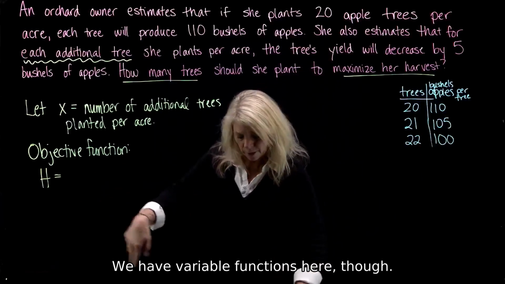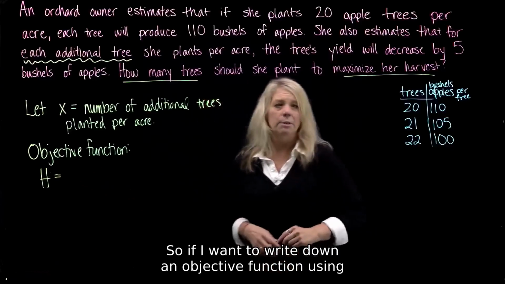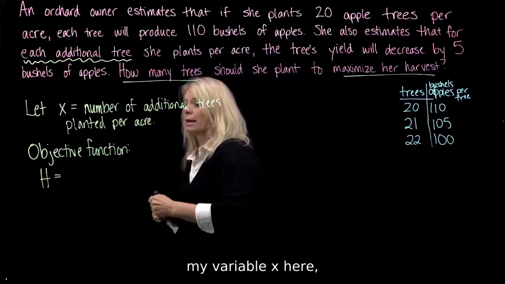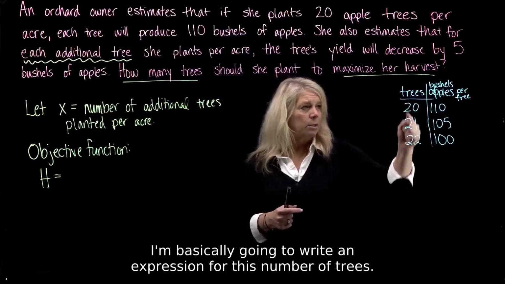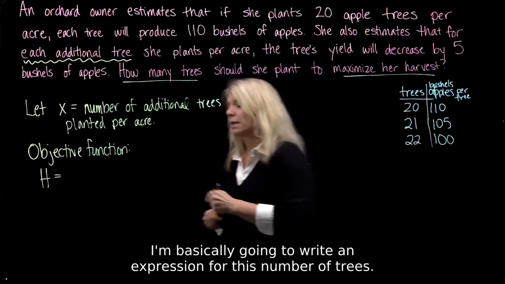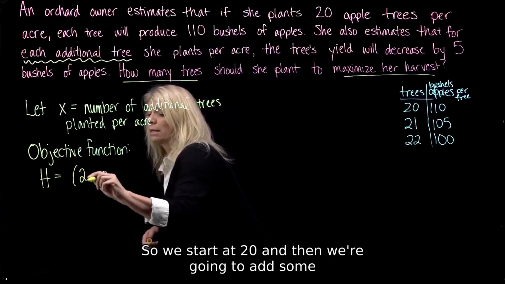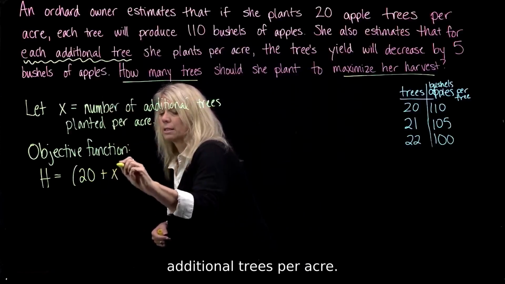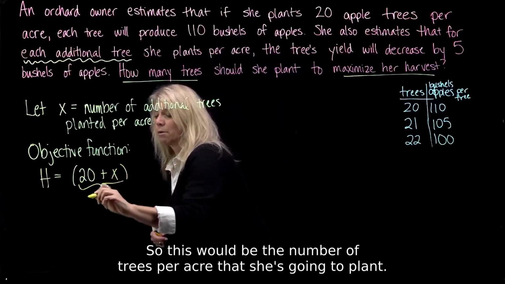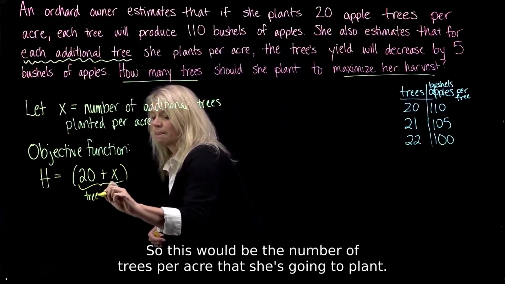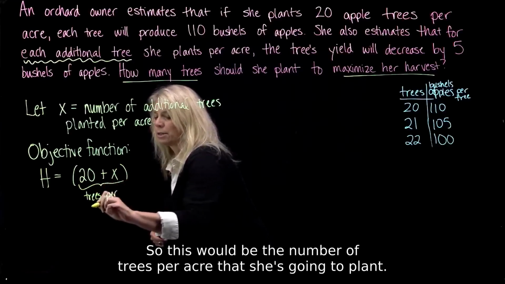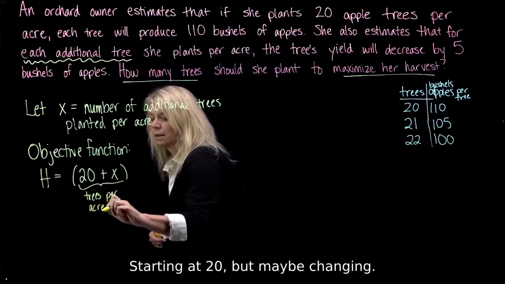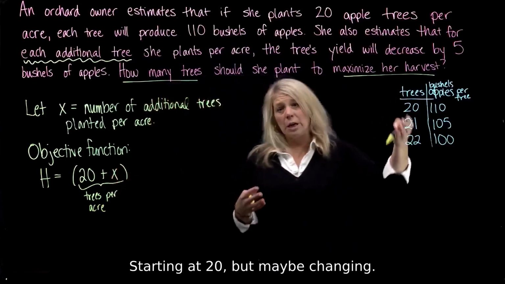We have variable functions here though, so if I want to write down an objective function using my variable x here, I'm basically going to write an expression for this number of trees. So we start at 20, and then we're going to add some additional trees per acre. So this would be the number of trees per acre that she's going to plant. Starting at 20, but maybe changing.